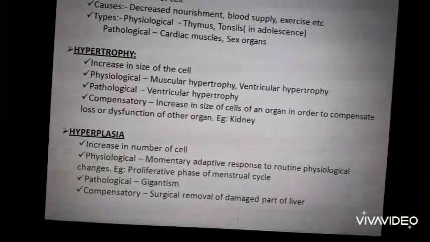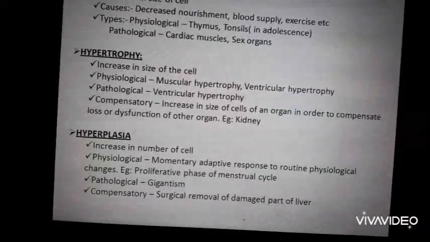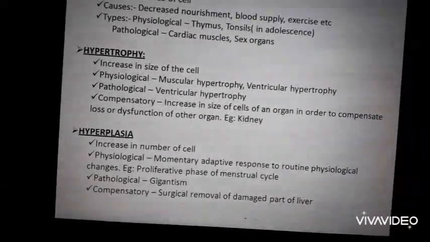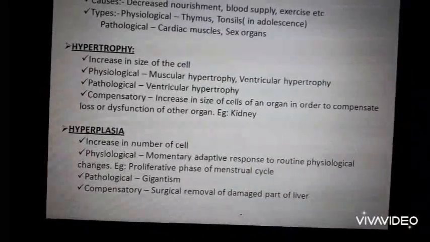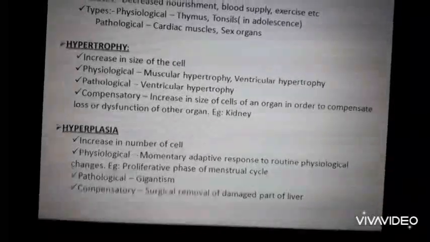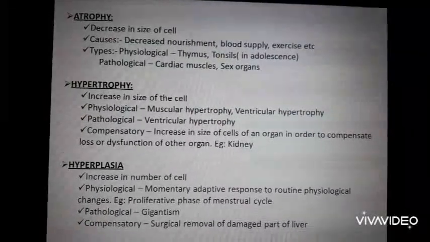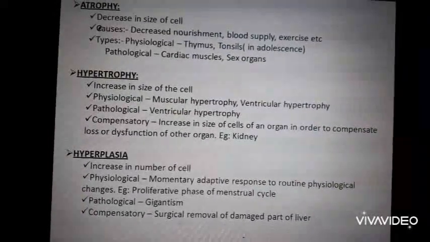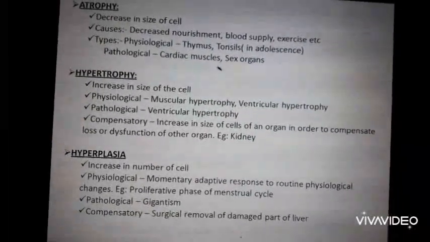Muscular hypertrophy is increase in bulk of skeletal muscle due to increase in workout for the strengthening of muscle. Ventricular hypertrophy, it is the increase in size of cells of ventricular muscles of heart. It is advantageous only if it occurs in response to exercise. Pathological hypertrophy, it is increase in cell size in response to pathological condition. For this also example is ventricular hypertrophy that occurs due to pathological condition such as high blood pressure where workload of ventricles increases.